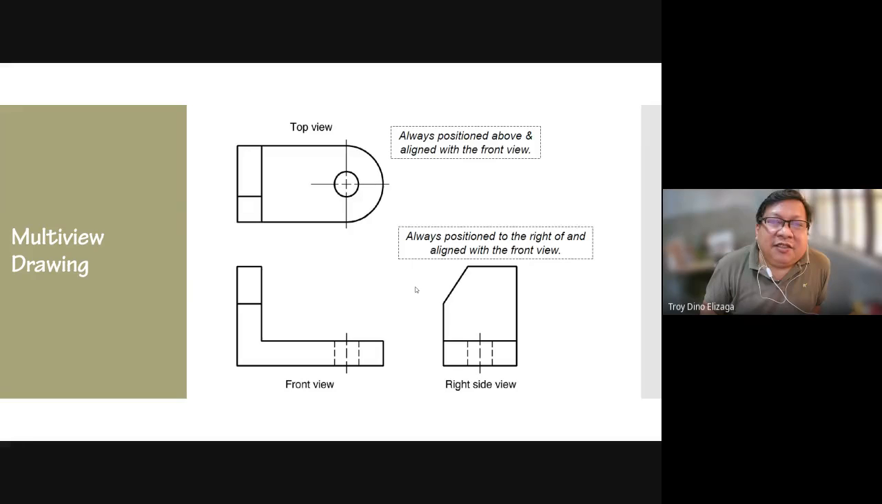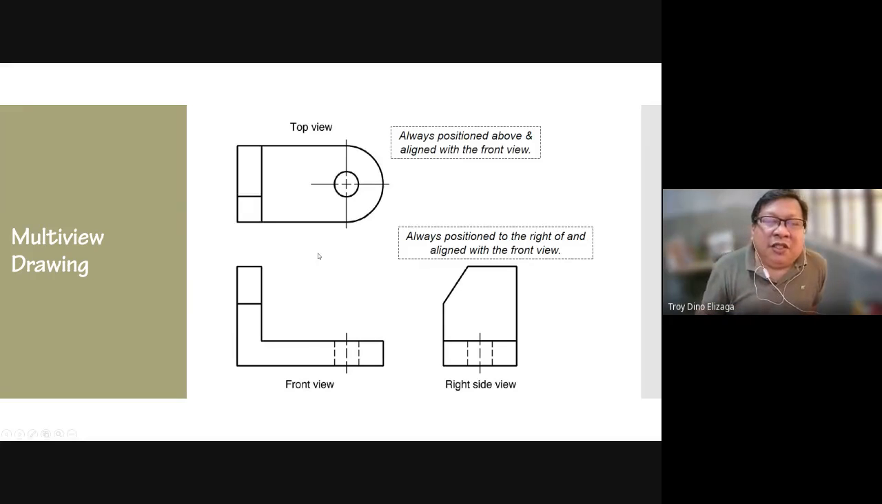And it says here, always position the top view above and aligned with the front view. So it should be aligned. If I draw a line from one edge here going down, it should align with its corresponding edge in the front view. And then the front view and the right side view should also be aligned. And then we normally take the right side view because we can also have a left side view.